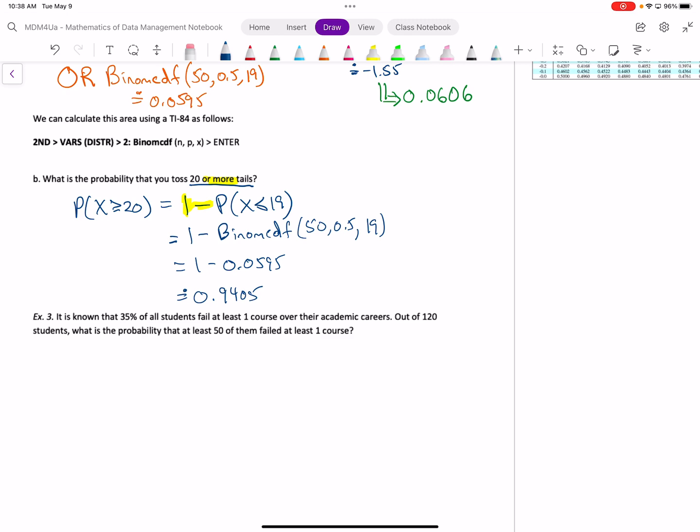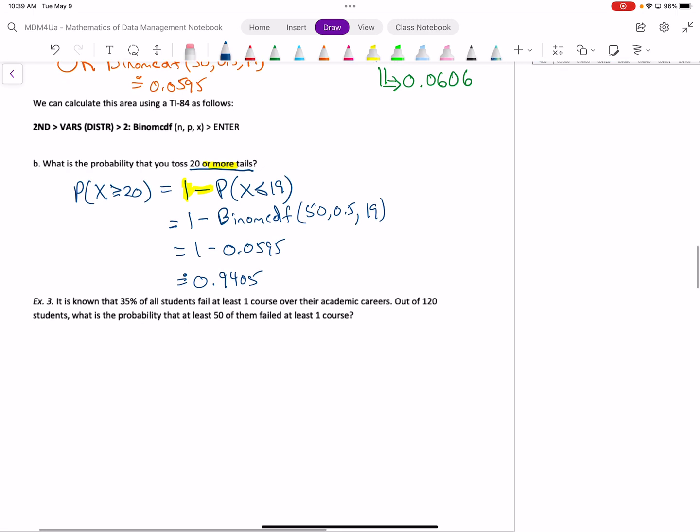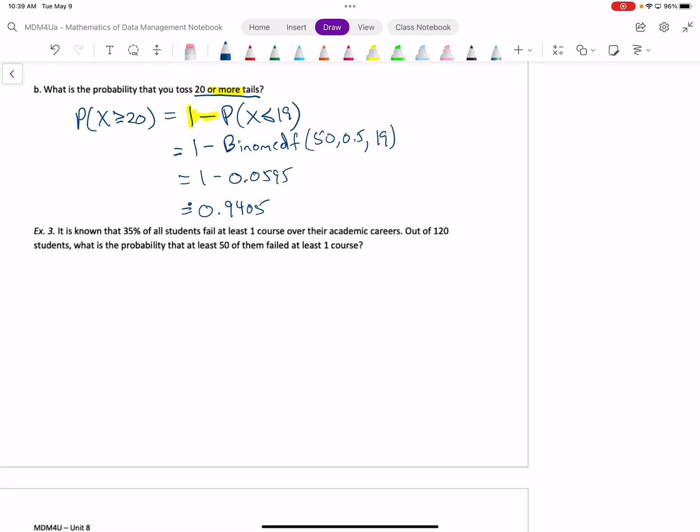That part's a little different than when you did the normal distribution. Remember the normal distribution, you had a lower limit and an upper limit, and on the normalCDF you could put a lower and upper limit. This you don't have that ability, so you have to do the 1 minus in order to get it. Let's try one more, and then you can try some of the U-try.